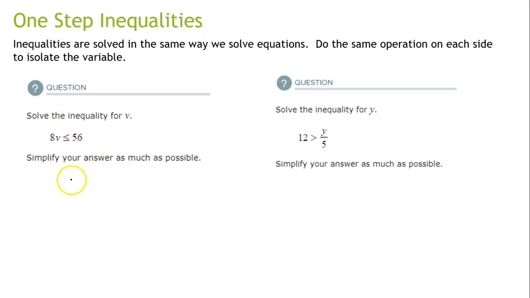Same heading, you don't need a new heading in your notebook. If I want to solve this one, I'm going to divide both sides by 8. And so I get v is less than or equal to 7. You pause the video and try this one on your own.